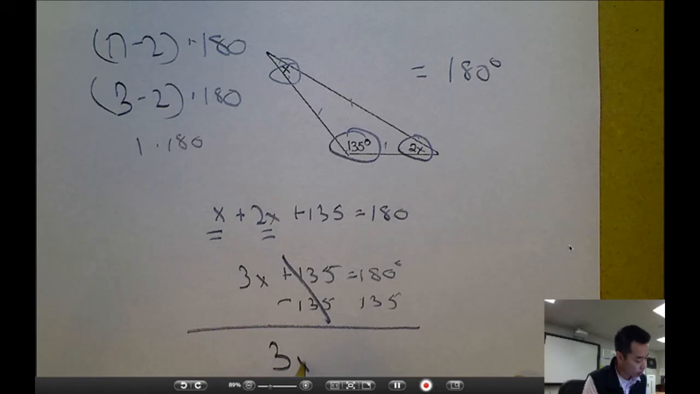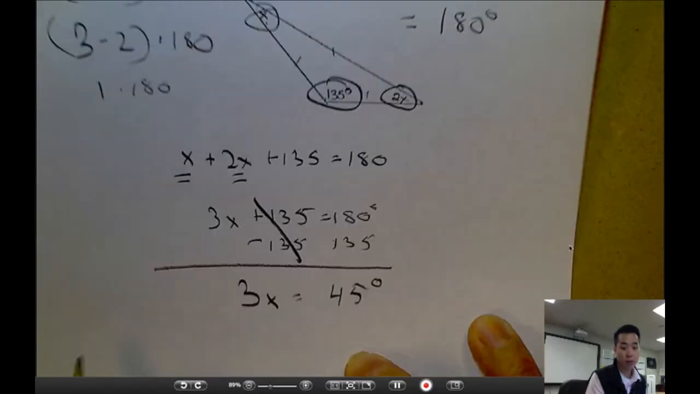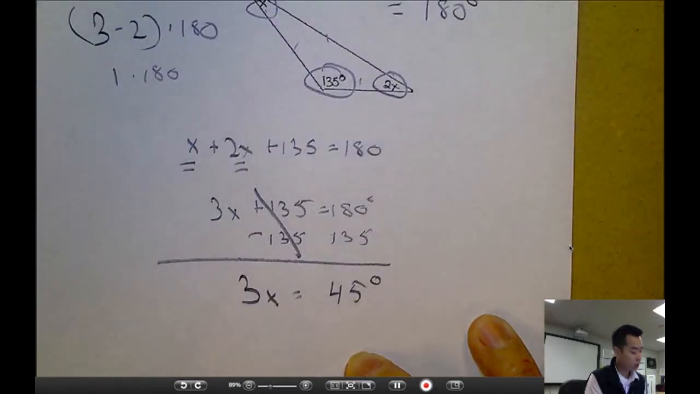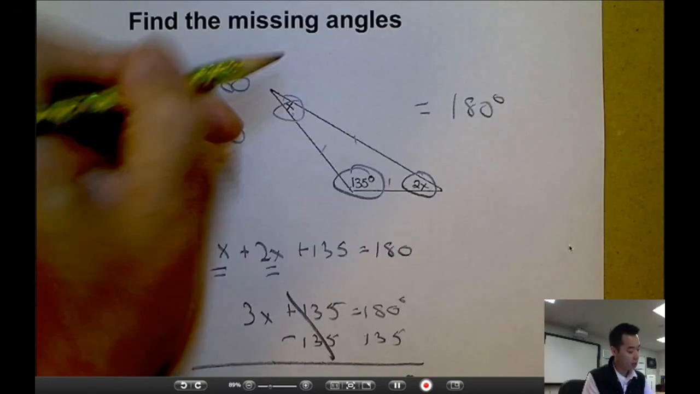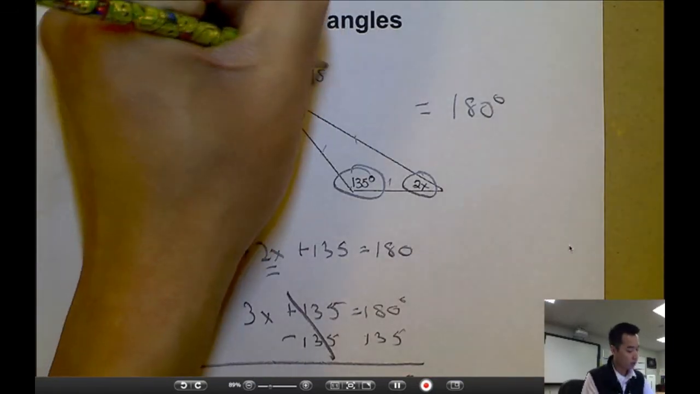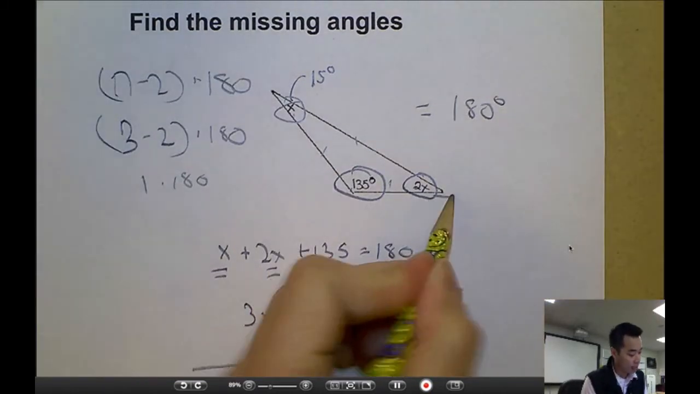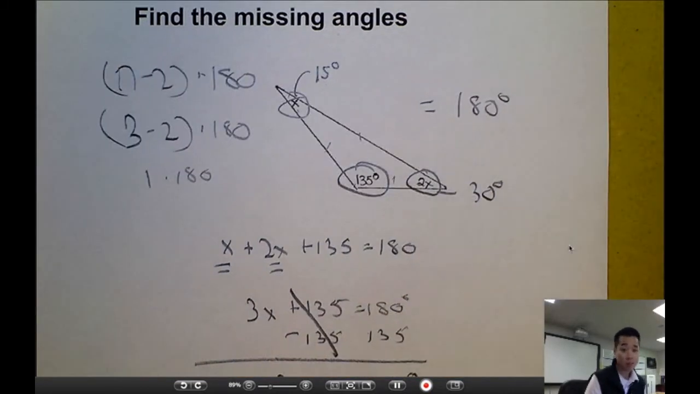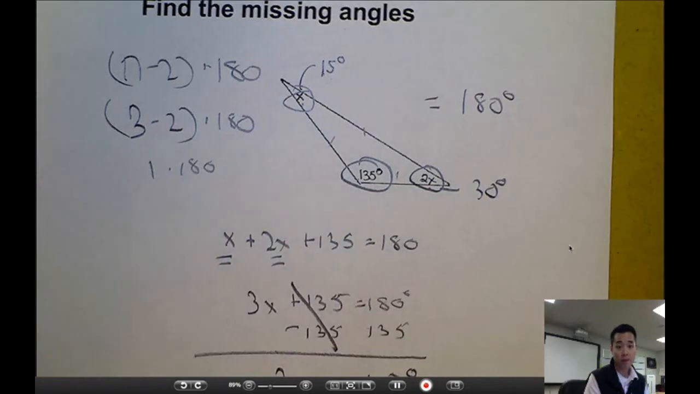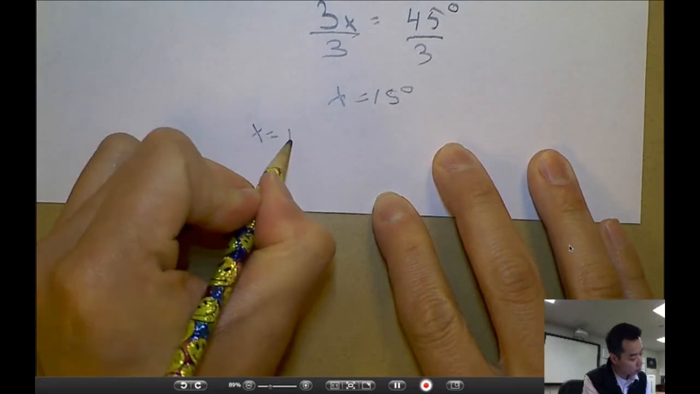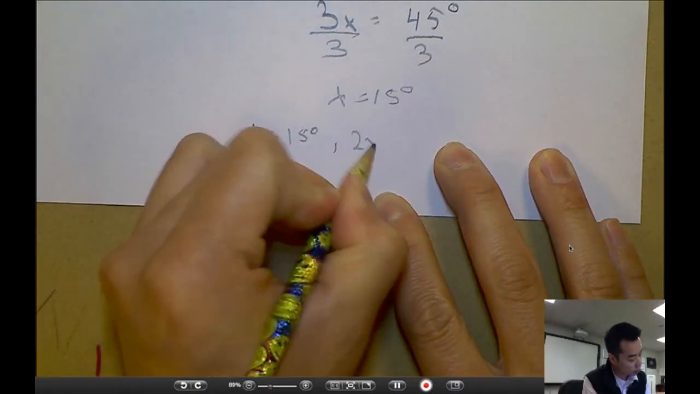This goes away. I get 3x is equal to 45 degrees. Divide both sides by 3. I get x is equal to 15 degrees. Okay, we're not really finished because this will be 15 degrees, and then twice that will be 30 degrees, because it says find the missing angles, so you have to actually put it back in for x. So 15 plus 30 plus 135 does equal 180. Okay, so I'll just rewrite it down here: x is equal to 15, comma, 2x would then equal 30 degrees.